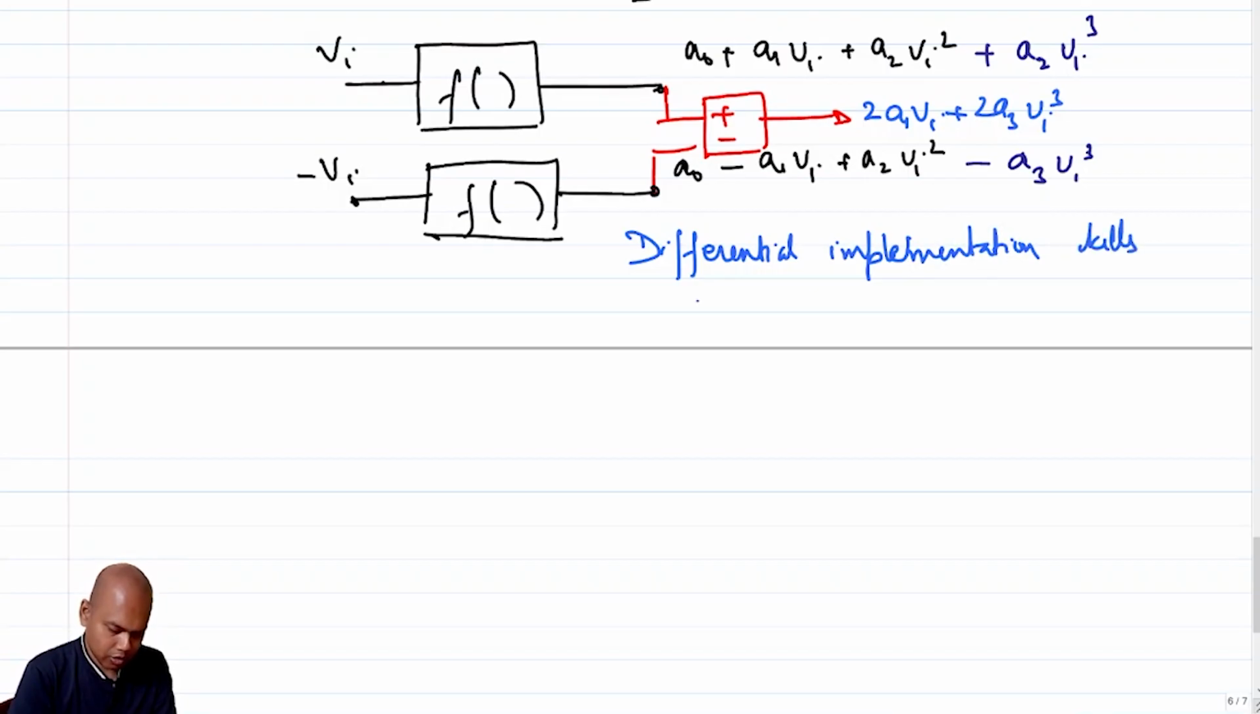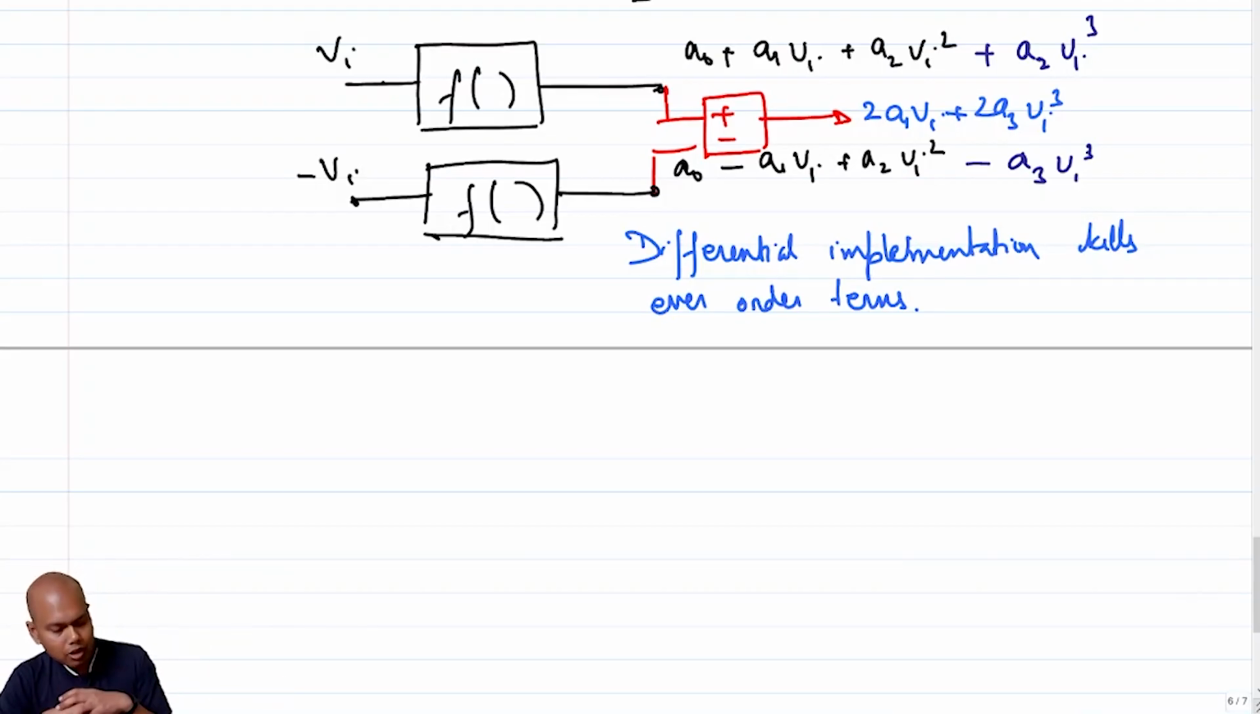Differential implementation kills even order terms, right? Which means that it kind of kills your even order harmonics also. So you will not have 2 omega and all those terms, which means that the entire IIP2 will essentially become irrelevant. The IIP2 won't even exist. So no second order terms means IIP2 in principle is infinite, right?